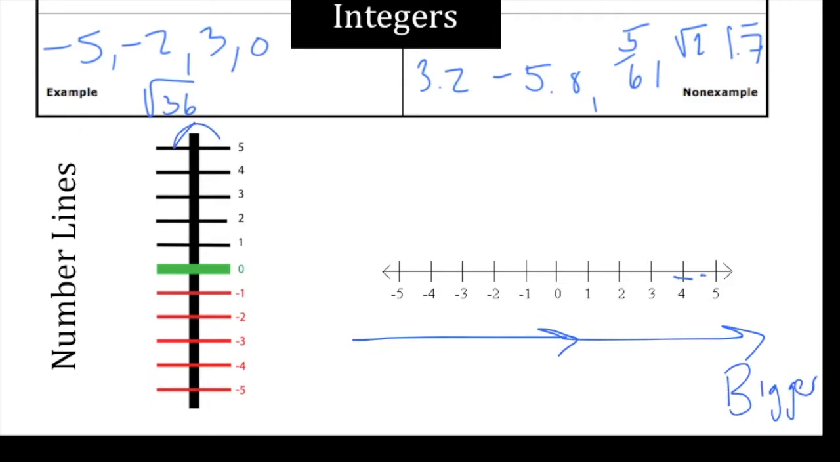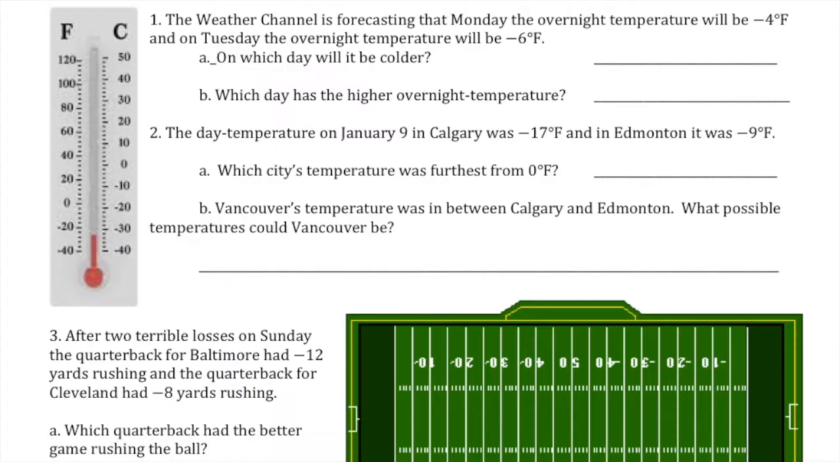We can orient it vertically, kind of like a thermometer. The higher up we go, the larger the number is. The further down, the smaller the number we get is. Okay, so let's go ahead and talk about some applications of negative numbers in real life. So it says the Weather Channel is forecasting that Monday the overnight temperature will be negative 4 degrees, and on Tuesday the overnight temperature will be negative 6 degrees Fahrenheit.